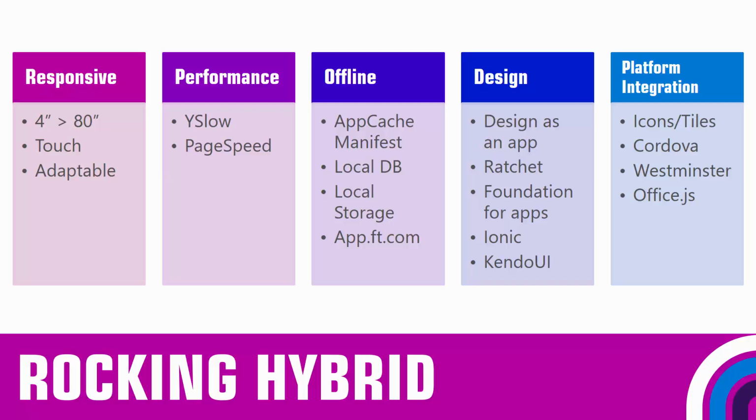And finally, where possible, do platform integration. So at the very least, try and do icons and tiles so that users launch the app from the start screen of their device. But yeah, if you can use Cordova, then use it. I'm going to talk about Westminster and Office.js in a bit, but these are technologies that really help you have deep platform integration on Windows and Office.